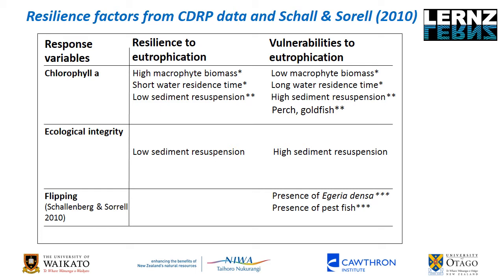And so that's in terms of chlorophyll A. In terms of ecological integrity, we have the sediment resuspension, which seems to be related to effects on ecological integrity. In terms of vulnerability to eutrophication, we have low macrophyte biomass, long water residence times, high sediment resuspension, and the presence of perch and goldfish in lakes.